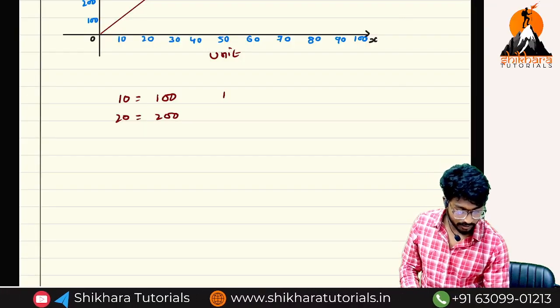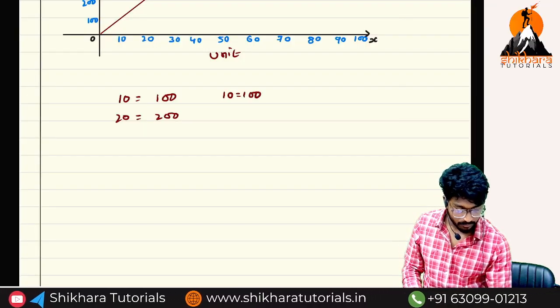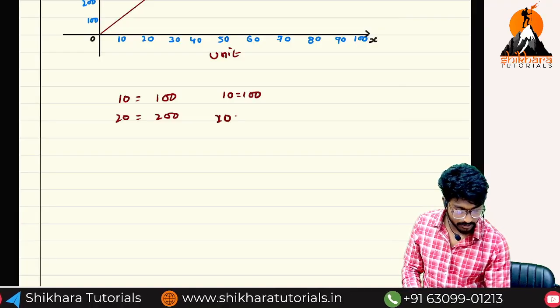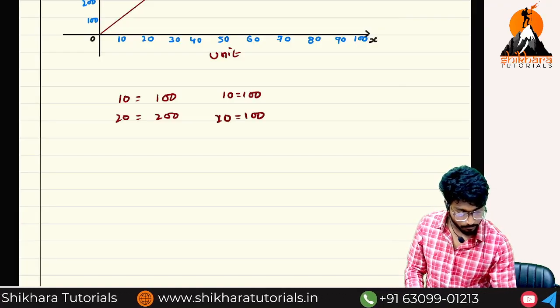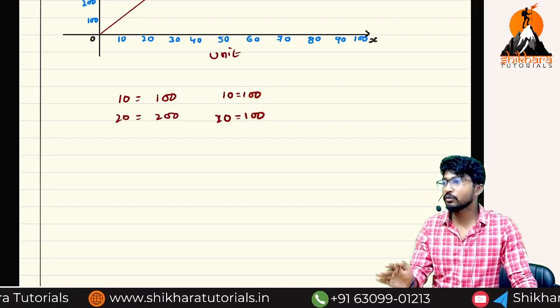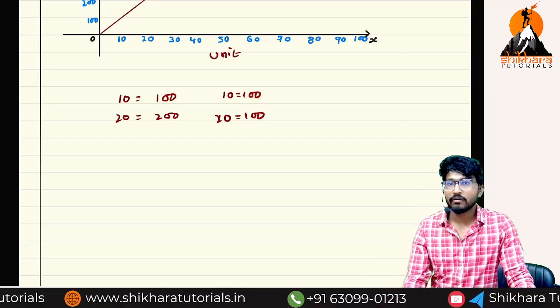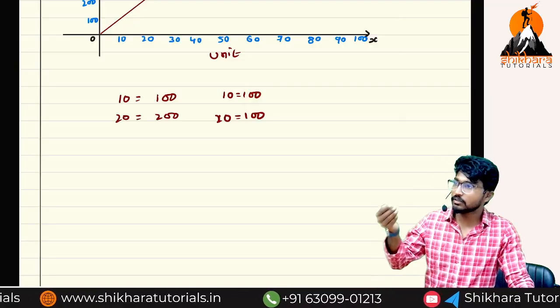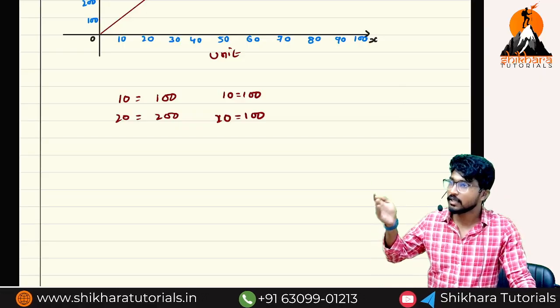Now, for 10 units it is 100. For 20 units also it is 100 only. Then it is fixed cost. Fixed cost won't change due to output. For 10 units it is 100. For 20 units also it is 100. For 1000 units also it is 100 only.